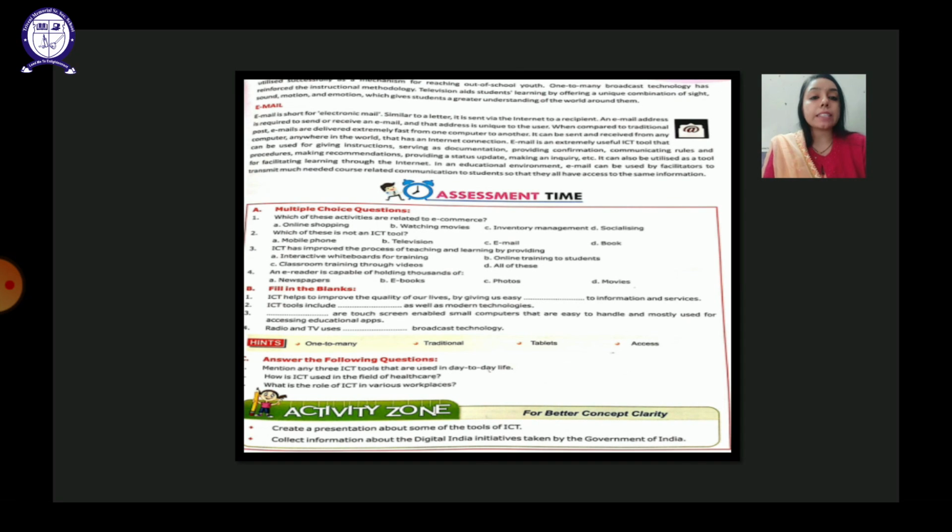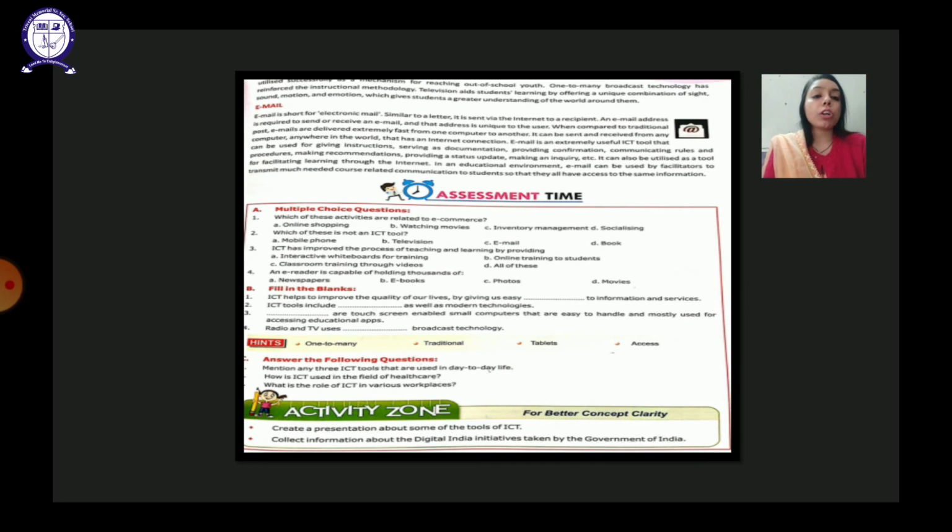Second is, how is ICT used in the field of healthcare? So in the field of healthcare, as explained, it is being used for providing the diagnosis and treatment with the help of the various machines which are being provided, and with the technological advancement the machines have developed and they have helped to provide the diagnosis, the treatment and the solution to the patients.